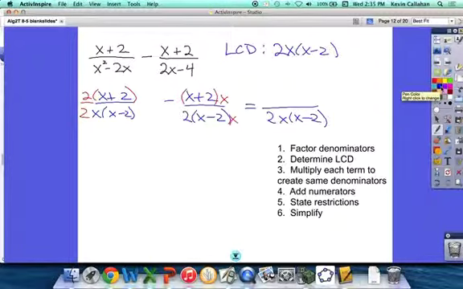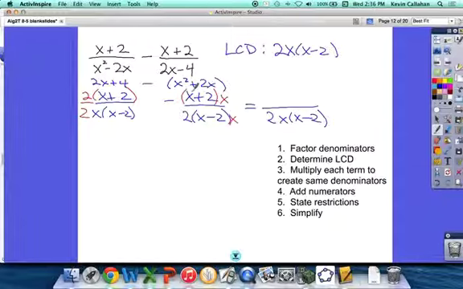So before I do that, I'm going to go like this. I'm going to say 2 times x plus 2 is 2x plus 4. And then it'll be minus x squared plus 2x. Right? I'm just distributing what I've got before I start subtracting.